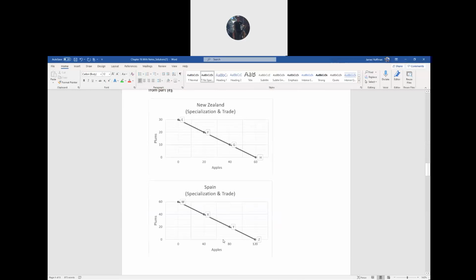Where is that? Right there. Okay, so we're starting here. All right, just put that there and start there. So then for the other countries, show their specialization point and start there.